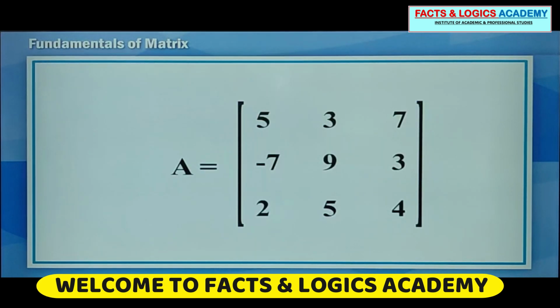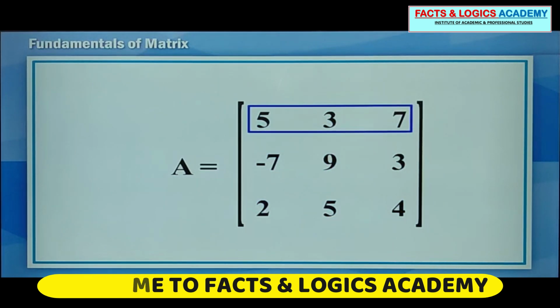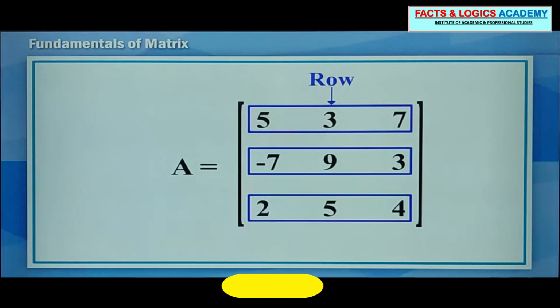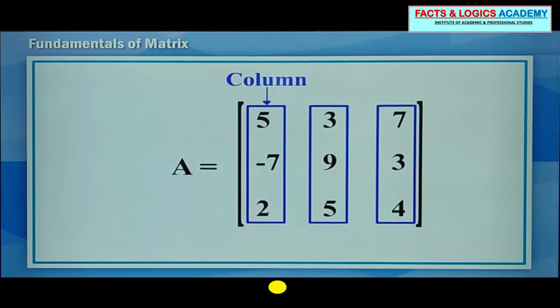Let's consider a matrix. Matrices are denoted by capital letters. In this matrix, each number is an element. The horizontal lines of the elements are called rows. This matrix contains 3 rows. The vertical lines of elements are called columns. This matrix contains 3 columns.